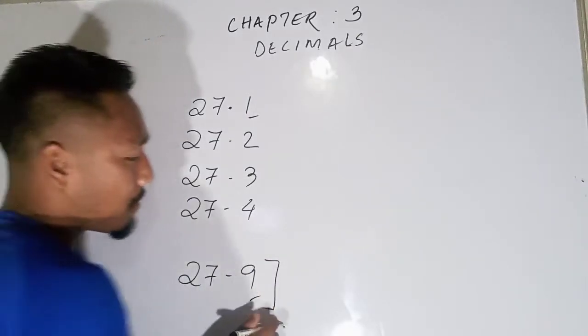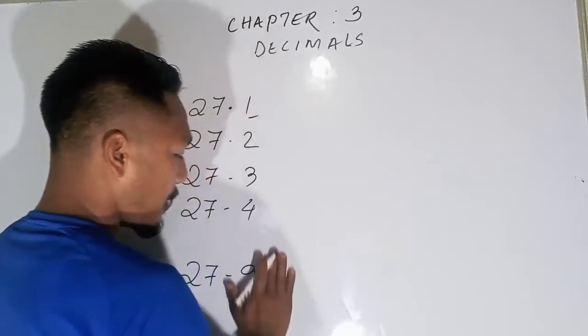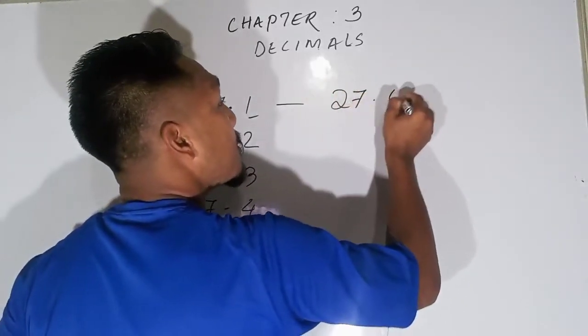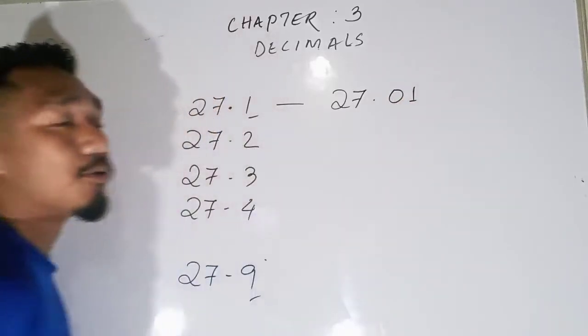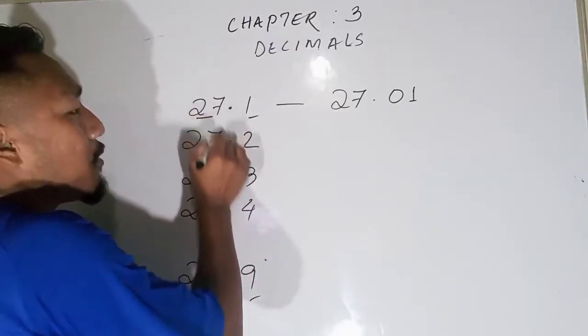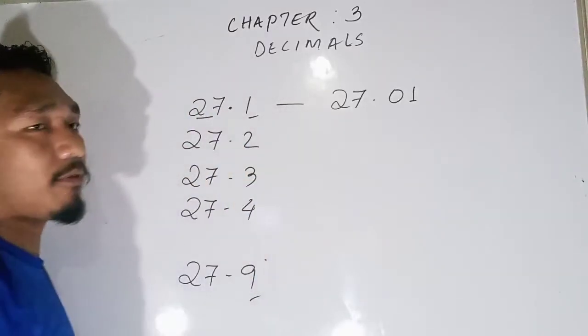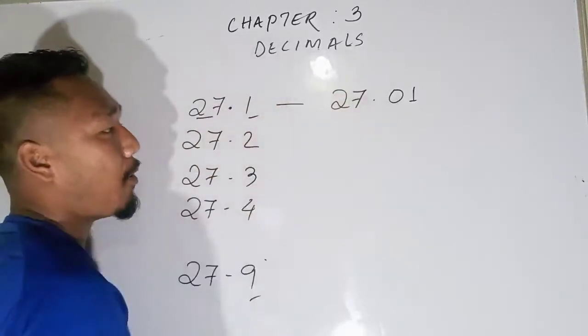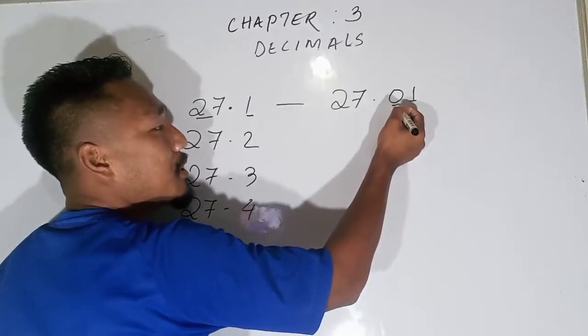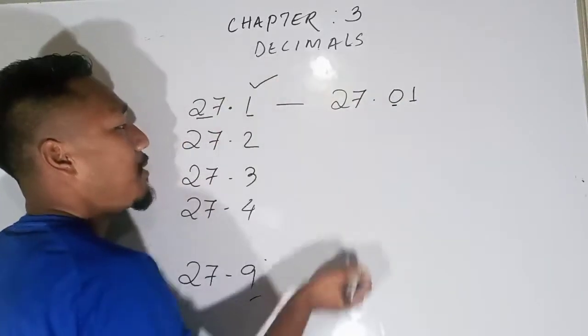Now let's compare 27.9 with another number, 27.01. Which one is bigger? First of all we compare the whole numbers. If the whole number is the same, then we compare after the point. You see, the first digit is 1 here and the first digit is 0 here. That means this number will be bigger.